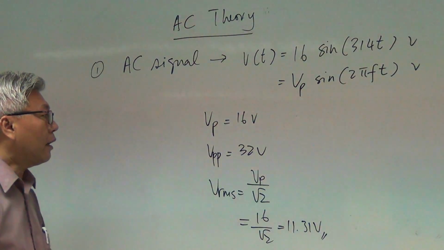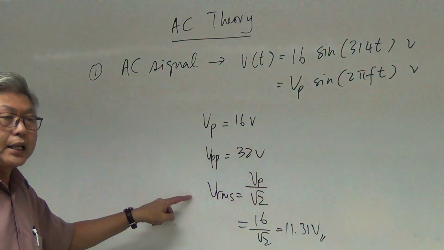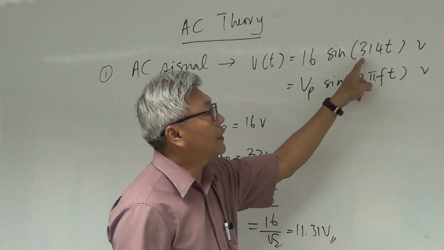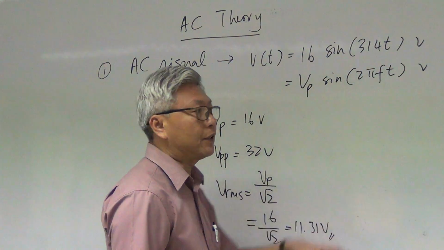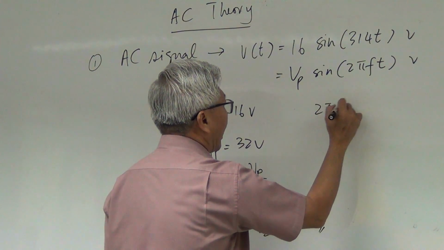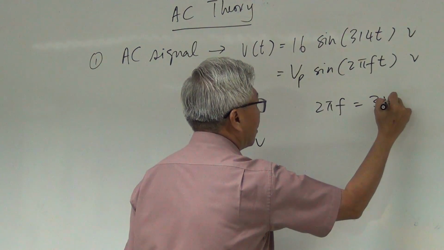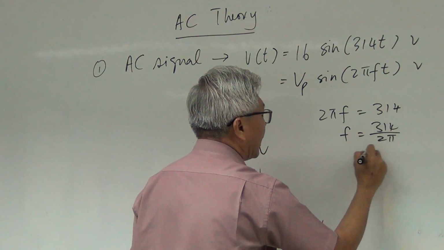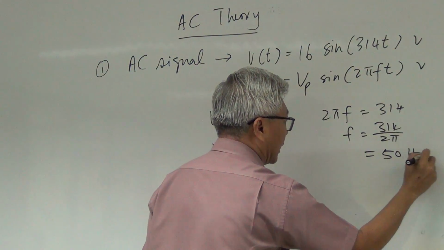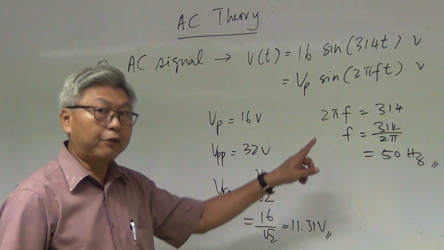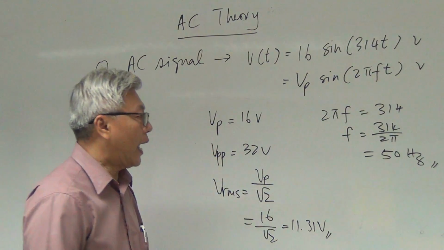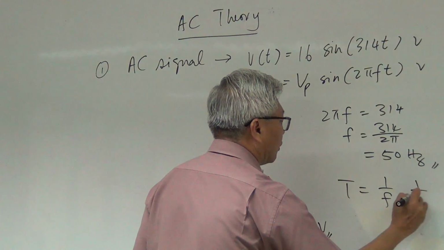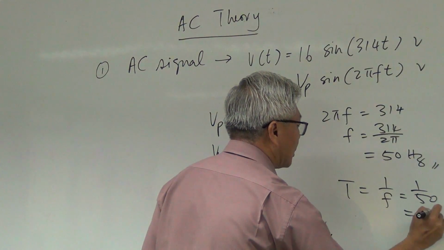Right? Now after I get these parameters, I look into what else I can get. From here, 2 pi f is equal to 314. So f is equal to 314 divided by 2 pi, and you find that the answer is about 50 hertz. So with that, I get my frequency first. And therefore, period is the reciprocal of frequency, so it's 1 over 50, and that's equal to 0.02 second.